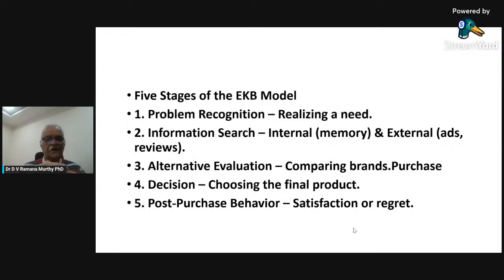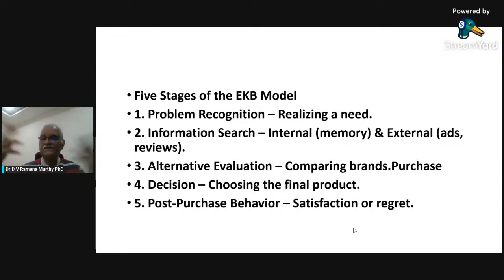Third is alternative evaluation. That's what I was just talking about, comparing brands. You need to compare X, Y, Z brands because it's a multi-product environment in which we live. When you want to buy a soap, we have a lot of choices. You want to buy a television, you have a lot of choices. You want to buy a consumer durable like a car, there are a lot of choices.